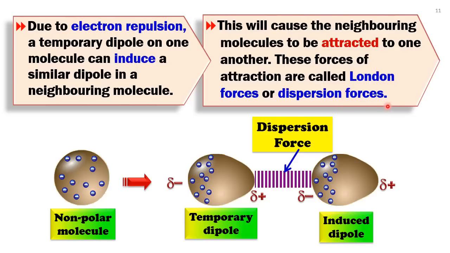So you may go through the text here. I'll give you some time to re-observe the diagram and to read along with the text. So is that clear to you? How London forces arise? Okay? All right.